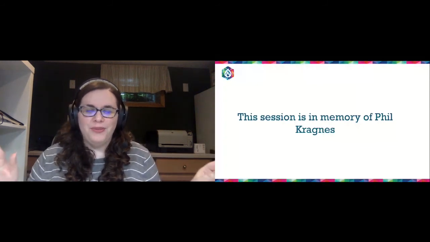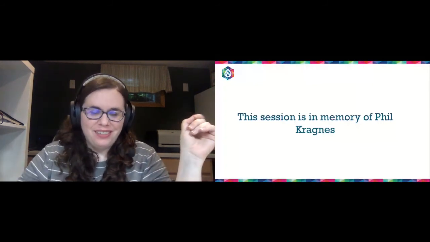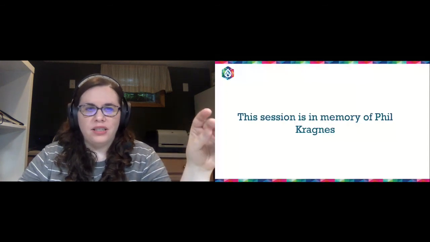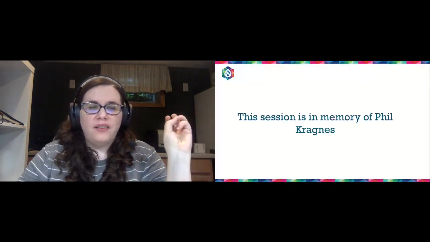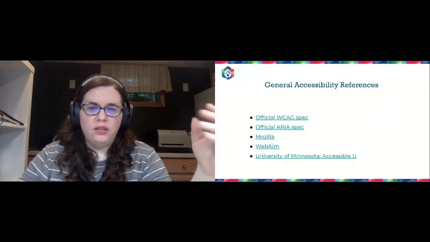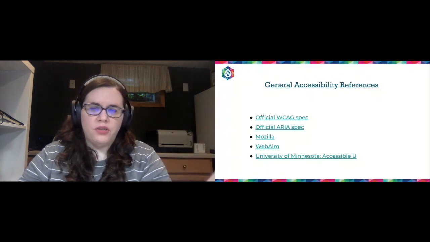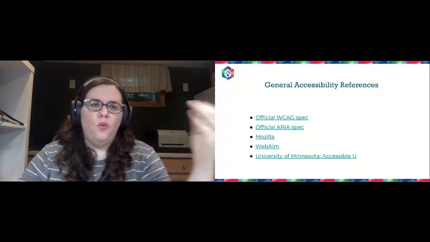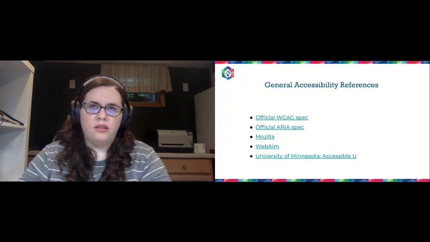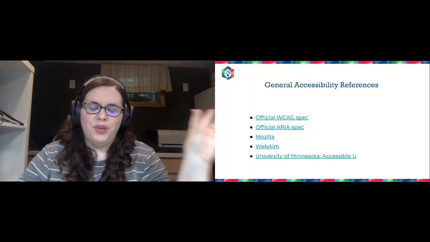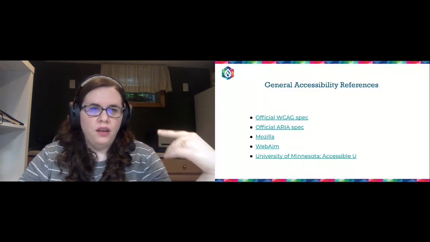All right, so feelings aside, resources. I'm going to go over these quickly because I know that we're short on time. So I have some general accessibility references here, including the official specs for both WCAG and ARIA. The Mozilla Developer Network also has some great resources in accessibility. WebAIM is a really great resource. They're the go-to if you're ever at a point when you're reading the WCAG and don't understand what it means. WebAIM will most likely have a breakdown for you.